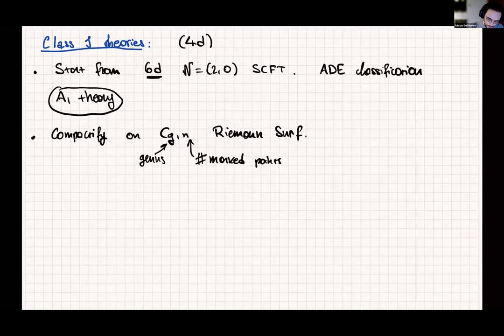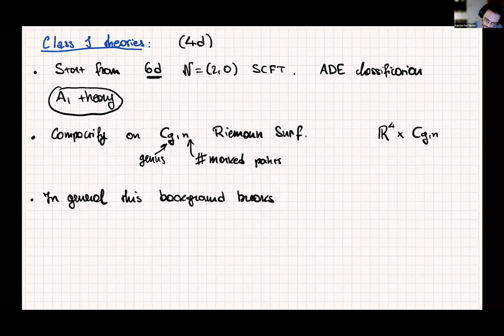So the problem with this picture of going from 6D to 4D by considering the theory on R^4 times some Riemann surface is that, in general, this background, this compactification, breaks all supersymmetry. Now, that might be fine depending on what you want to do, but we want to keep four-dimensional N=2 supersymmetry.